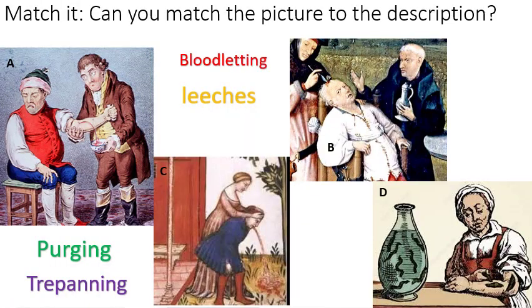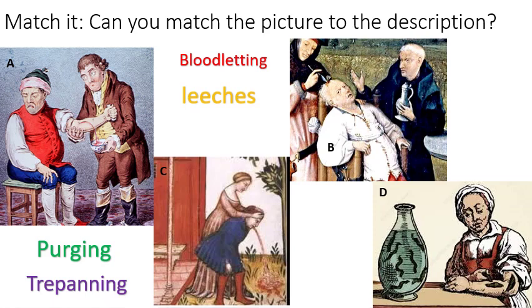Alright, so this is just a little bit of a fun task. We would have obviously done it in class, but I've had to edit it a little bit, but I thought it would still be fun for you guys to do it at home. So you've got 4 pictures there, A, B, C and D, and you've got 4 words written there. So you've got purging, trepanning, bloodletting and leeches. What I'd like you to have a think about, you don't need to write anything down, is which word goes with which picture. You might not know, you might know some of them, but have a go, see if you can match up A, B, C and D with the 4 words. Okay, so hopefully you had a good guess, so let's see if you guys were right.